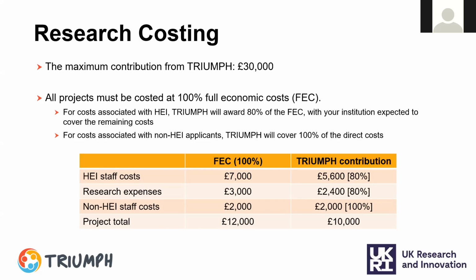So just to give you an example of this, so here's a project where the full cost is £12,000. And as you can see, Triumph will cover 80% of the academic staff costs, 80% of the research expenses, and 100% of the non-academic staff costs. So Triumph will cover £10,000 of these costs, and the additional £2,000 will need to be met by the lead organisation.